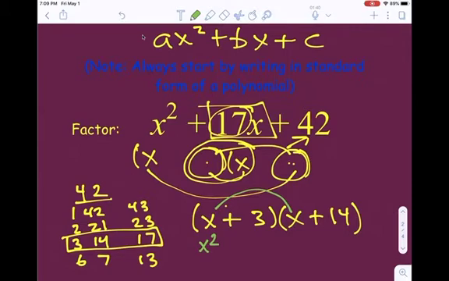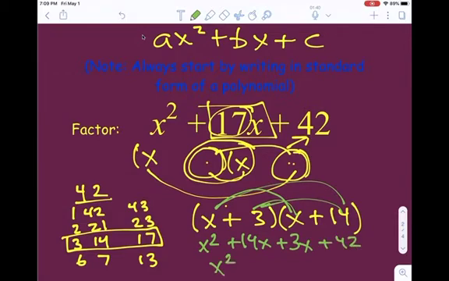So we did our first term there, and now our outside terms. That's going to give me 14x. Let's do our inside terms, plus 3x. And we're going to do our last terms, which gives me plus 42. And then it looks like it works. All right, so, well done.